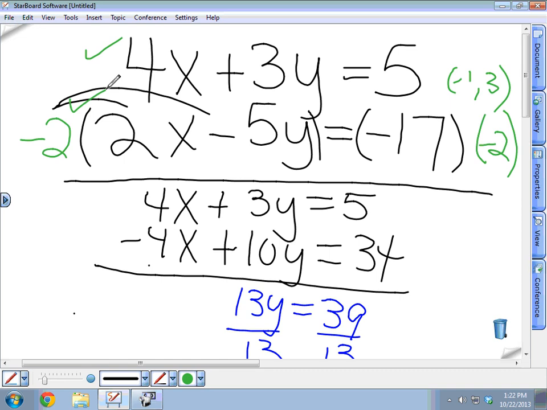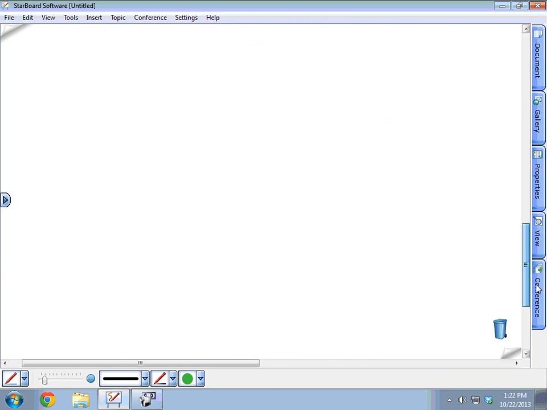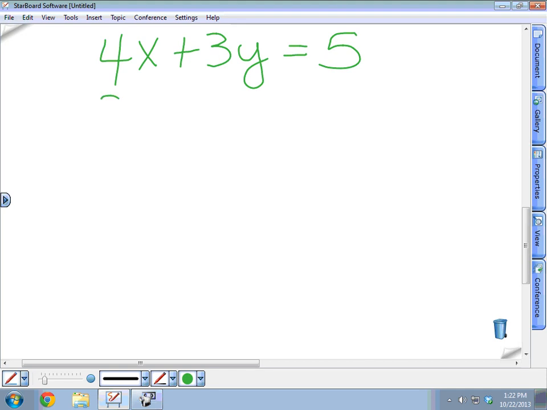Okay. So that's one way to do these, is through elimination. Well, let's do it a different way now. I'm going to use the same system of equations, 4x plus 3y equals 5, and 2x minus 5y equals negative 17. So for some of you, that elimination may be the easiest way to solve that. But for some of you, maybe not.